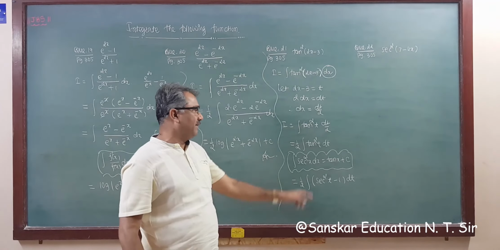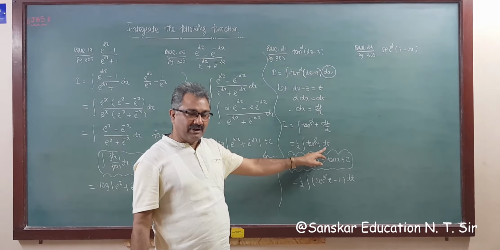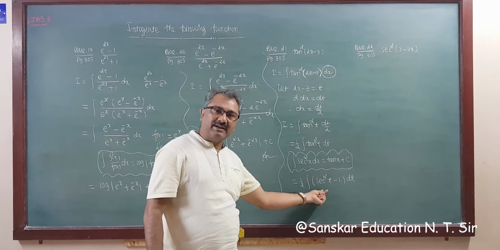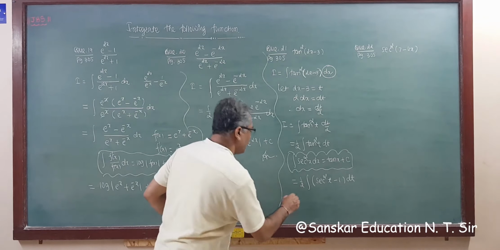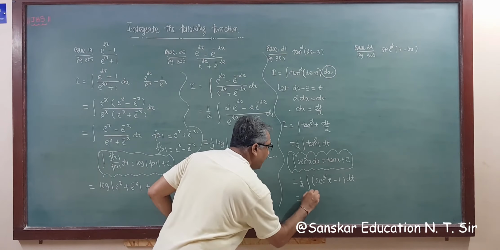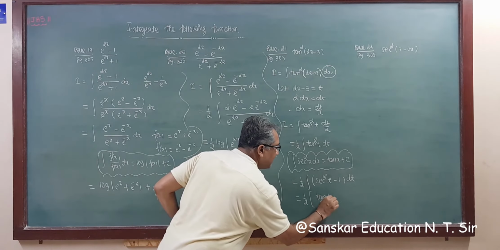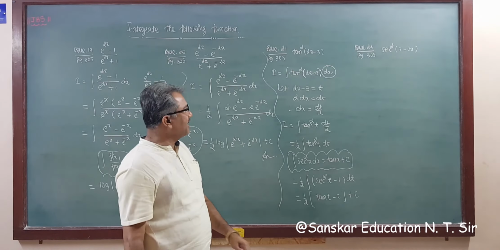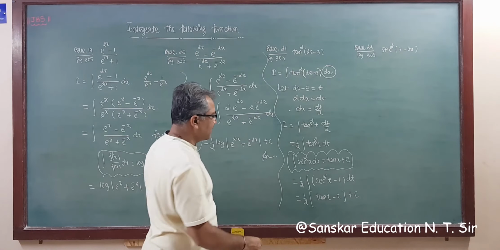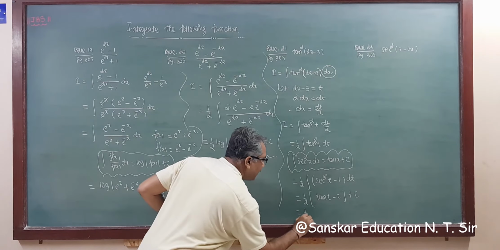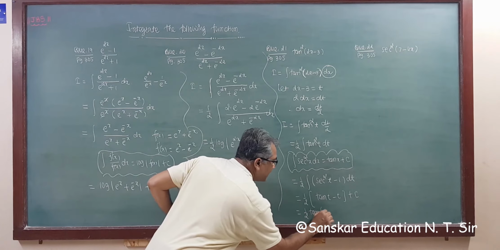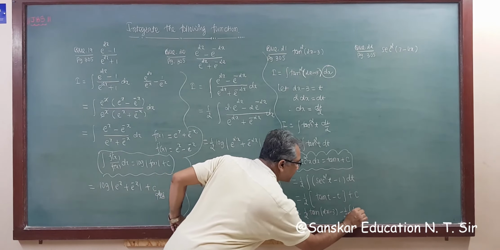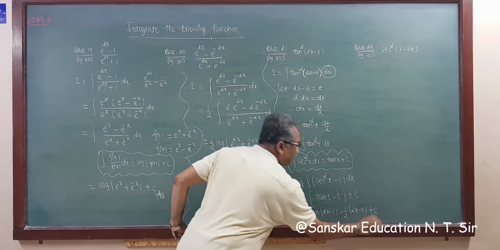So this is half integration of sec square t minus 1 dt. This is also important: if you are integrating with respect to t, then you have to write t only. Now the integration of sec square t is tan t, and of 1 is t. So the answer will be 1 upon 2 of tan t minus t, plus c. Now what is t? t is twice x minus 3. So this is half tan of twice x minus 3, minus half into twice x minus 3, plus c.